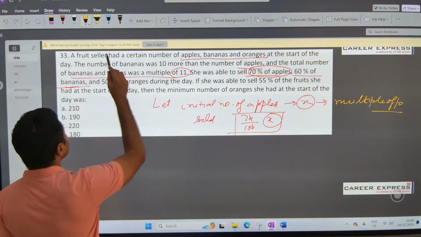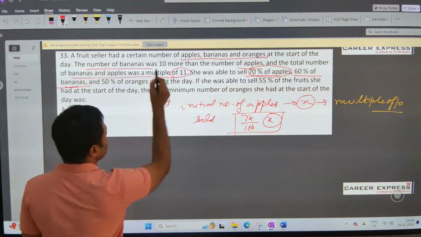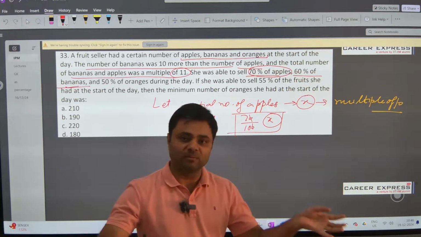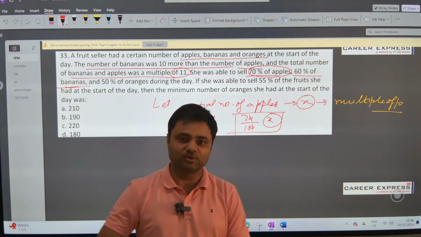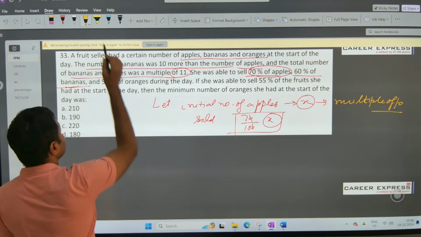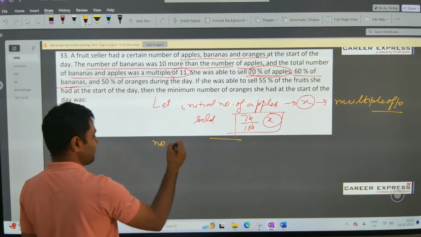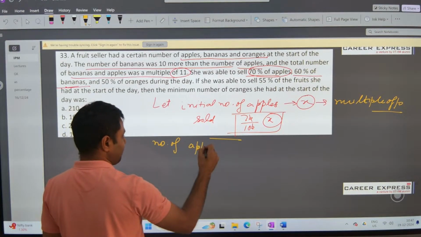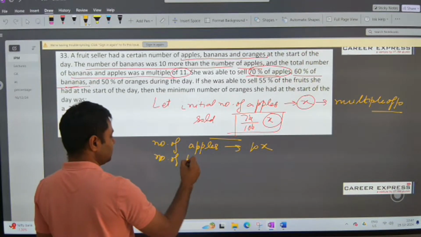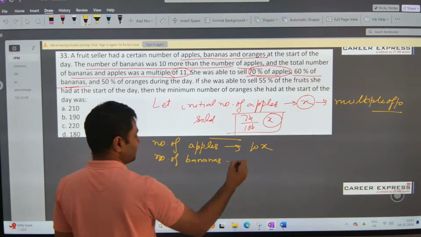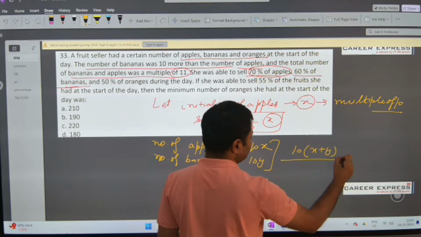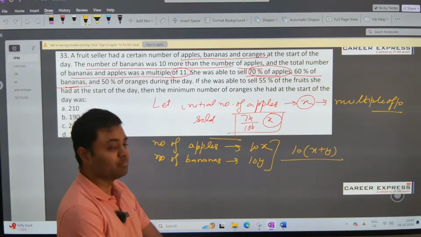Next point is, the question says that the number of bananas was 10 more than the number of apples. So if the number of bananas is 10 more and the number of apples is already a multiple of 10, the number of bananas should also be a multiple of 10, right? So we will reassume the number of apples. Instead of x, I will assume 10x. The number of bananas, the initial number, should be 10y. So the total of this will be 10 times (x plus y). So the total of the number of apples and bananas should be a multiple of 10.